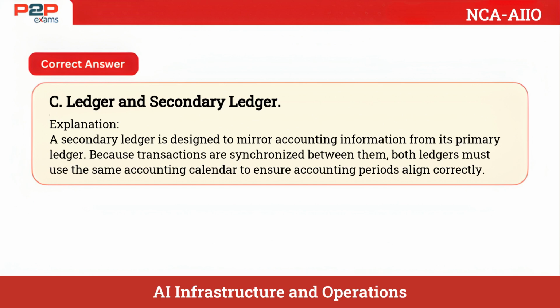The correct answer is C. Ledger and Secondary Ledger. Explanation. A secondary ledger is designed to mirror accounting information from its primary ledger. Because transactions are synchronized between them, both ledgers must use the same accounting calendar to ensure accounting periods align correctly.